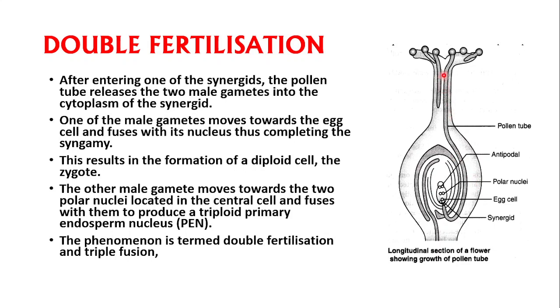These male gametes will be 2 in number. Do remember, the male gametes released in the pollen tube will not be single, it will be 2. That means 2 nuclei, or 2 gametes, will be released. And these 2 gametes released in the pollen tube will ultimately reach the embryo sac, or the ovule.